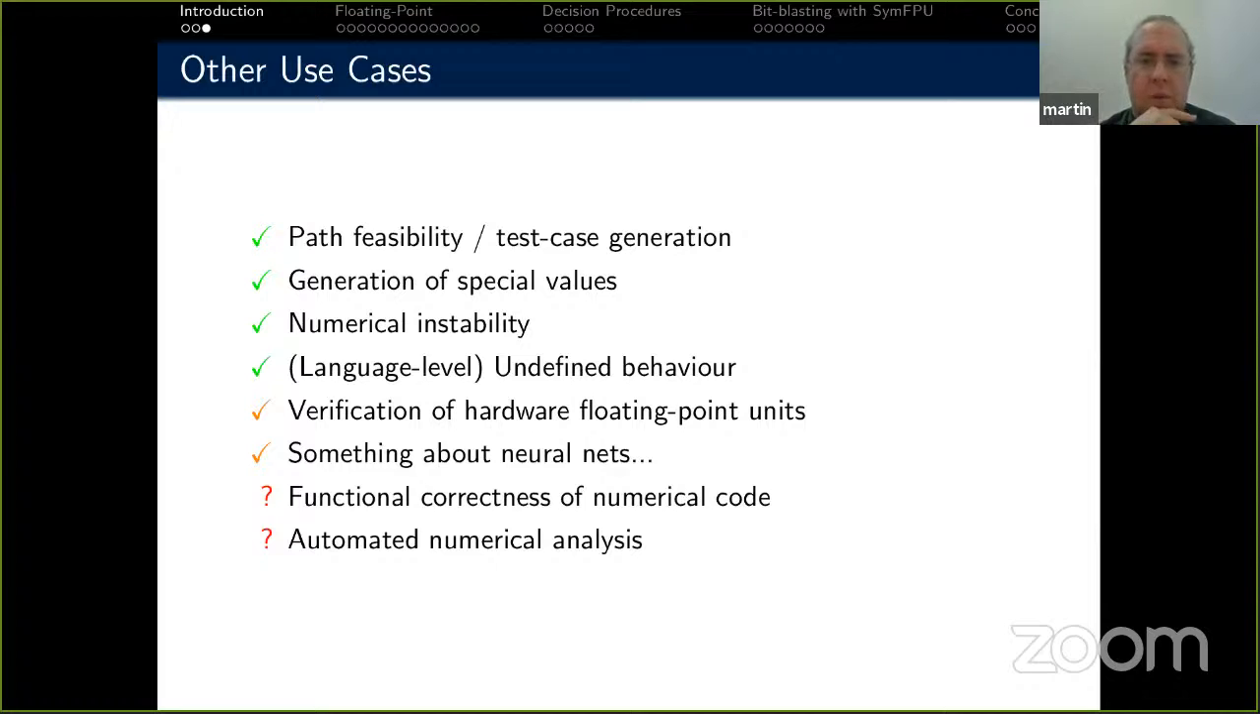Verification of hardware floating point units. So this is the famous Intel FDIV bug, which, now I think about it, the bug may well be older than a number of the people attending this talk. So Intel shipped a processor, a version of the Pentium 1, in which floating point divide did not actually produce the correct answer in a small number of cases.